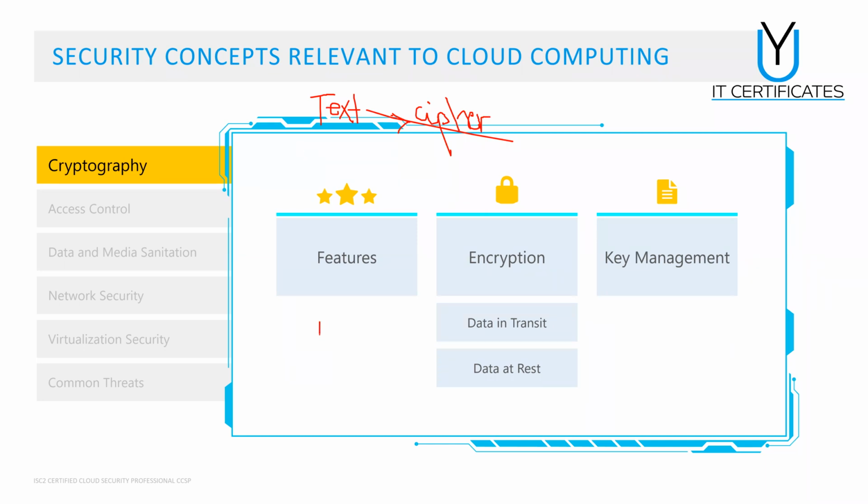What are they? Number one, the algorithm. What is the algorithm which you use for encryption? There are a lot of algorithms in the market which can be used. For example, you have 3DES, you have AES, you have Blowfish. What is an encryption algorithm? It's a process, a group of interrelated activities, which changes the data from text to cipher. And this algorithm is standard.